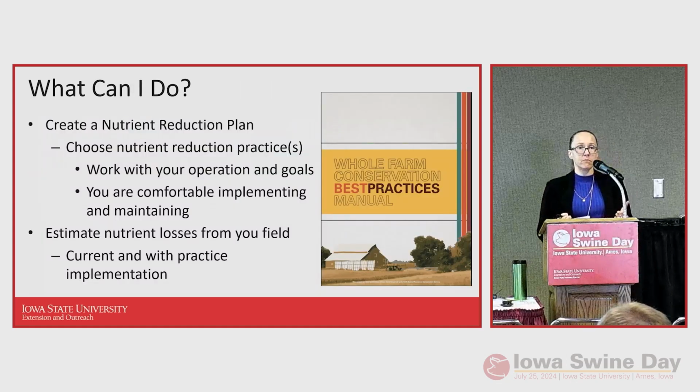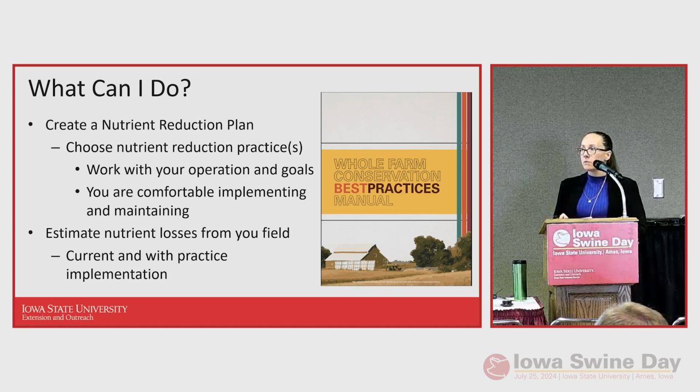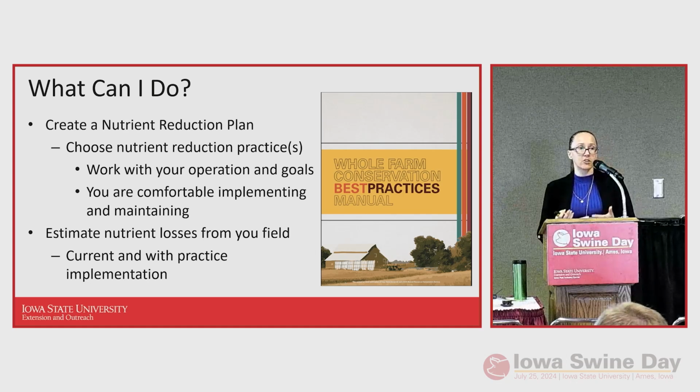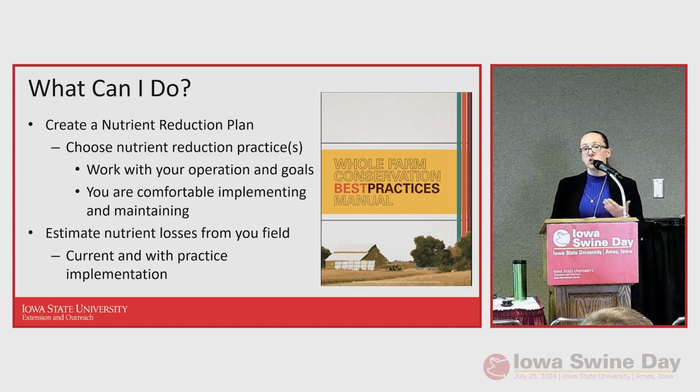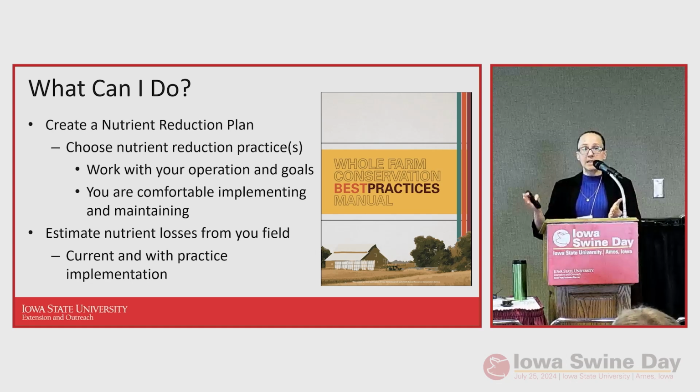Now you might be wondering, the strategy is great, but what do I do? How do I actually go about choosing which of those nutrient reduction practices in the strategy to implement? And I think the first step is creating a nutrient reduction plan. This is basically going through and figuring out what nutrient reduction practice is going to work well on your farm, what aligns with your operation and goals, and what you are comfortable implementing now, but also maintaining into the future. And I know a lot of people may not have a good idea what all of these practices are.